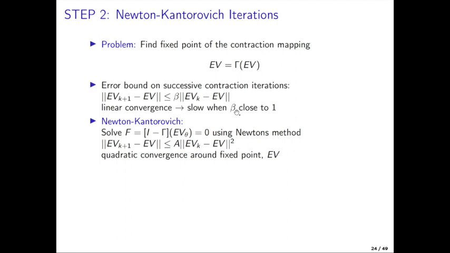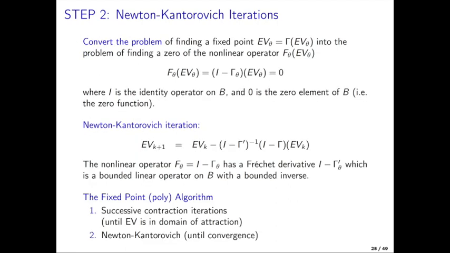The good thing is that successive approximation is globally convergent, because of the contraction mapping property of the Bellman operator. Newton-Kantorovich is not necessarily globally convergent, but you can get into a domain of attraction by first using successive approximations, and then after a few iterations of Newton-Kantorovich, it's going to be very, very fast. Okay, so here is the Newton-Kantorovich iteration.